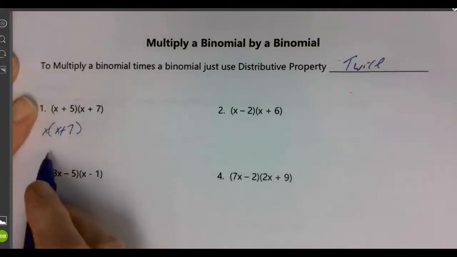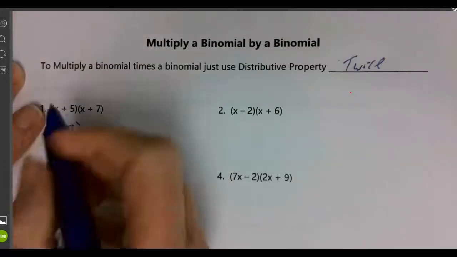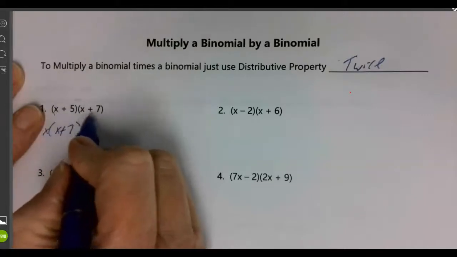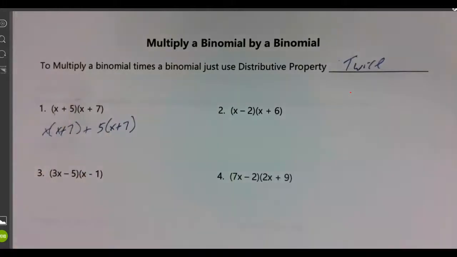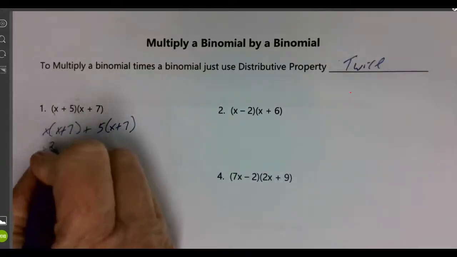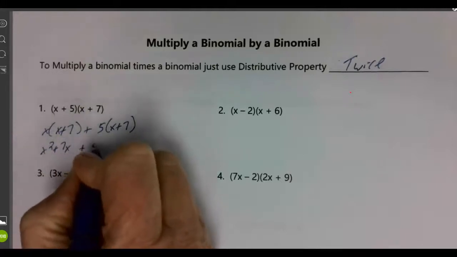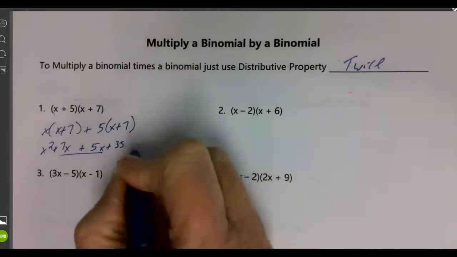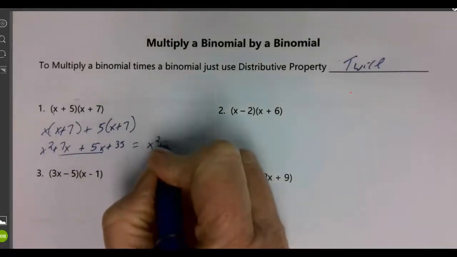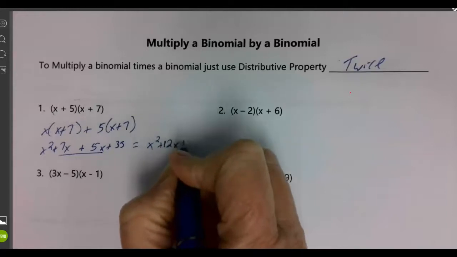Now, we're not going to ever do it this way again, but I just want you to see I'm taking x times this entire quantity, and I'm taking 5 times this entire quantity. Okay, that's all we're doing. So when I multiply, I get x squared plus 7x and 5x plus 35, and notice these are like terms, so I get x squared plus 12x plus 35.